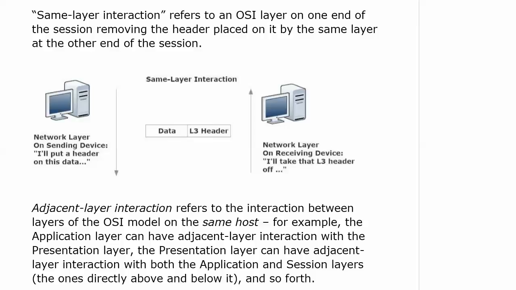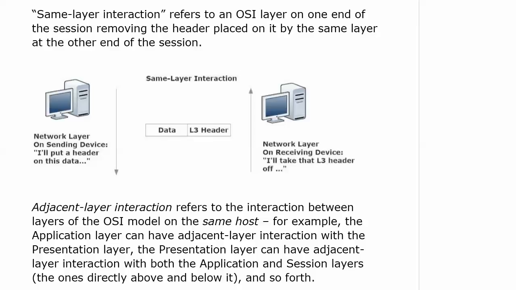Now, adjacent layer interaction refers to the interaction between layers of the OSI model on the same host. For example, since we know 1 through 7 and what the order of the layers are, the application layer can have adjacent layer interaction with the presentation layer. The presentation layer can have adjacent layer interaction with both the application and session layers, because those are the layers directly above and below it, and so forth. Okay, so be very clear on the differences between adjacent layer interaction and same layer interaction.